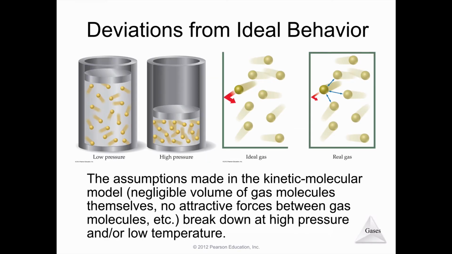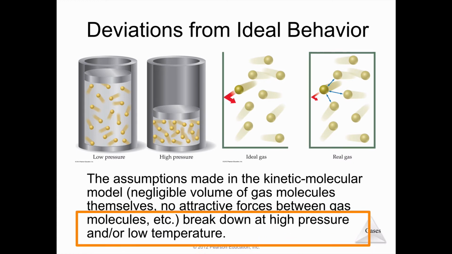The assumptions made in kinetic molecular theory: negligible volume of the gas molecules themselves, no attractive forces between the molecules, etc. Breaks down at high pressure and low temperature. So as long as they keep the pressure low and the temperature high, PV equals nRT will work. When I start bringing the pressures up and the temperatures down, all of a sudden it starts falling apart and I have to correct for it. So that's what the van der Waals equation is. One equation, right? There's a lot of equations that start correcting for non-ideal behavior, but this is just one.